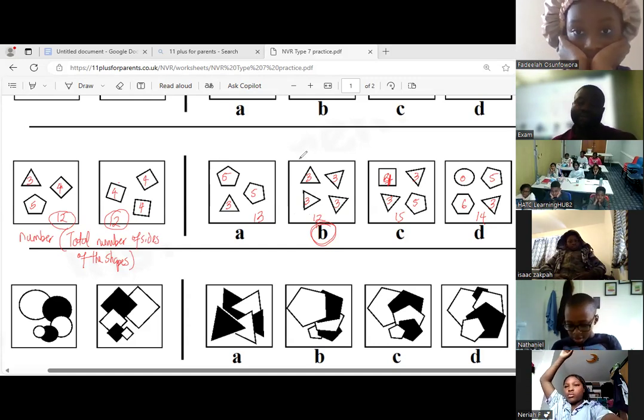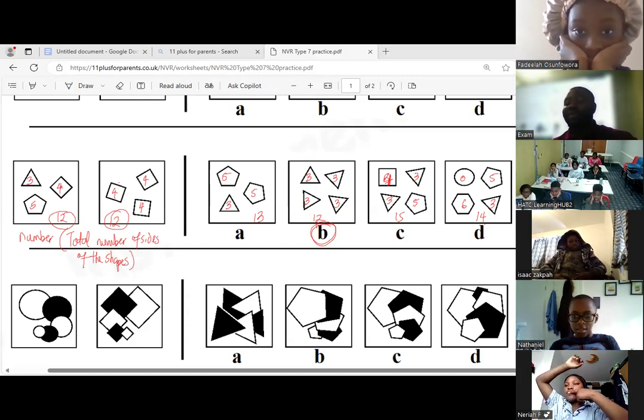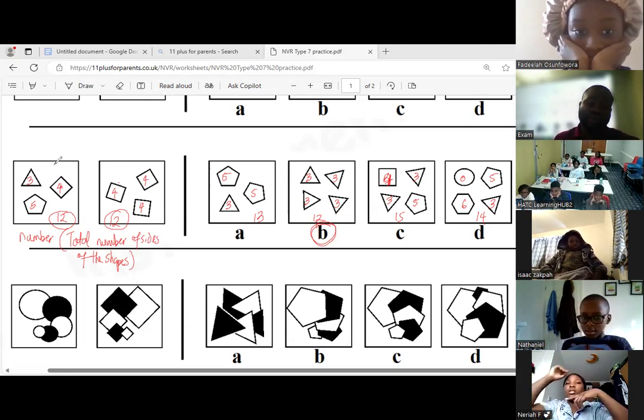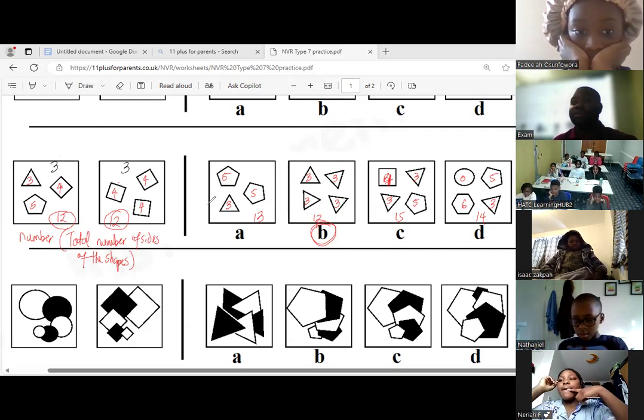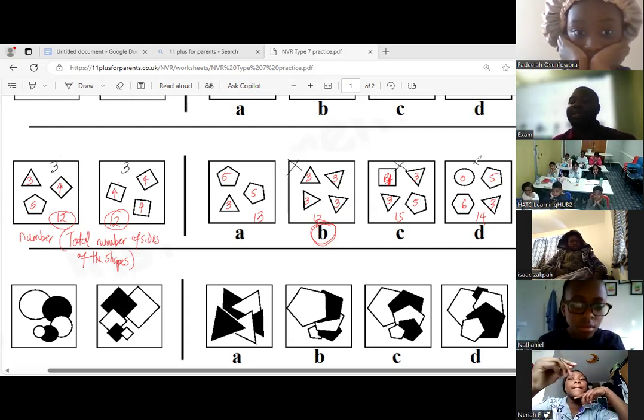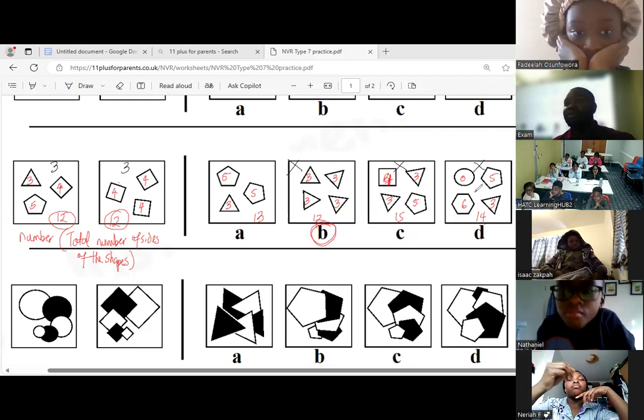Okay. You see, when we used, I explained that initially, Neraya, and I'm going to explain again. If we said it's just 3 shapes, right? This one has 3 shapes. This one has 3 shapes. That way we can say this one is not an answer. This one is not an answer. This one is not an answer. Am I making sense to you, Neraya?